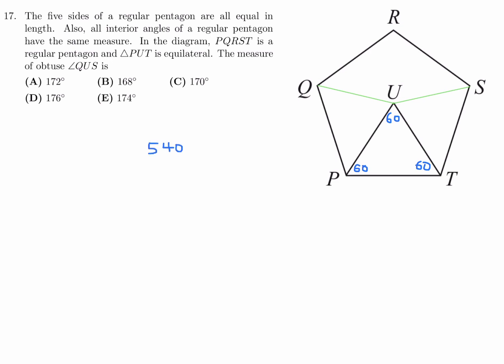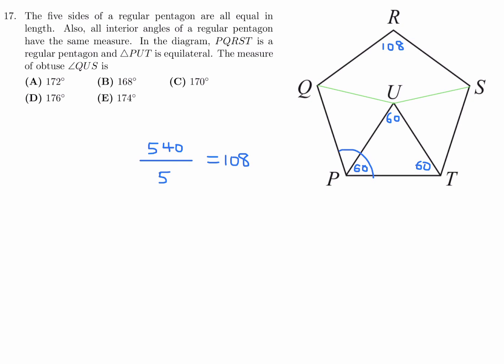Even if you didn't know that, you can look at a pentagon and see that it's basically 3 triangles. Each triangle, you definitely know, has a sum of 180. So 3 triangles would be 540. And then there are 5 interior angles. So you would take 540 and divide by 5, and that gives 108. So each interior angle, like this one, is 108.